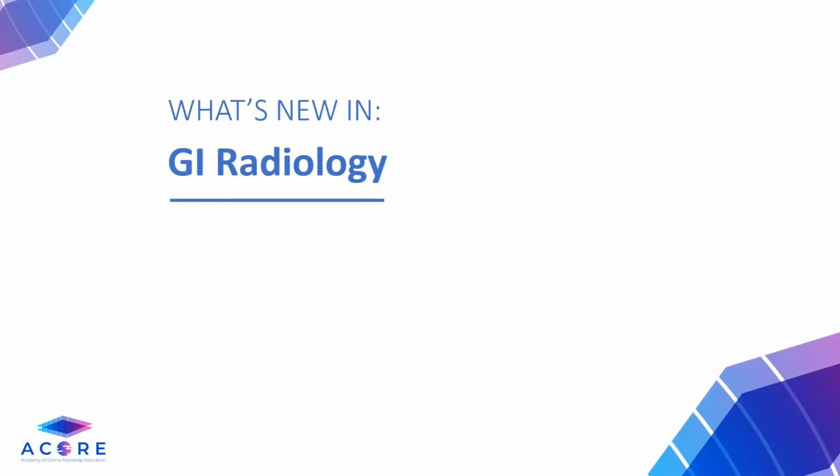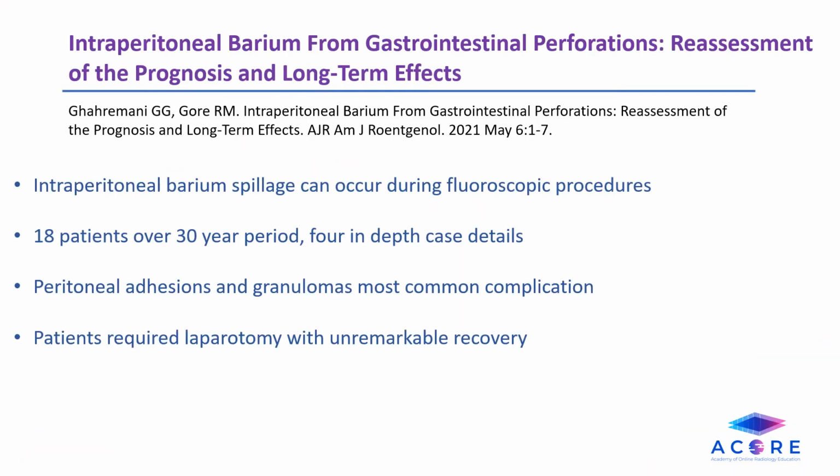This month we've curated some interesting literature in abdominal radiology. This first article is published in AJR by a group from UCSD and discusses a complication of barium studies, intraperitoneal leakage, which can occur during fluoroscopic procedures such as upper GIs and barium enemas.